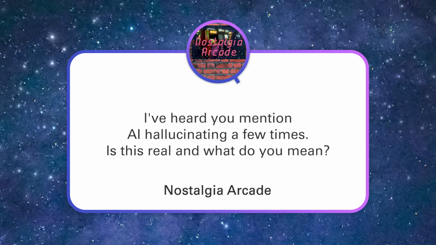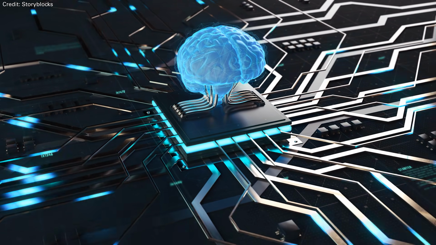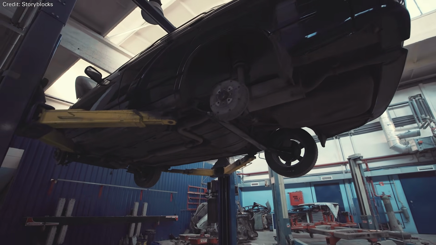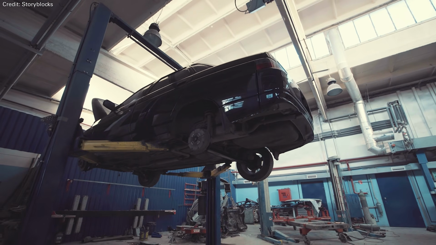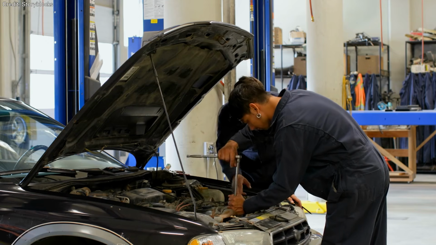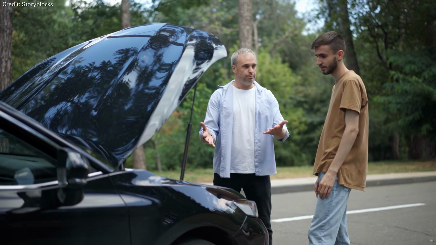Nostalgia Arcade: I've heard you mention AI hallucinating a few times. Is this real, and what do you mean? AI is a token prediction machine. So when you ask AI, like, what are 10 websites I can go to that will give me very specific information about modifying 1980s Nissans, it will give you 10 websites, and 7 of them will be real and 3 of them will not exist. If you type in that website, there will not be a website there because the AI just hallucinated it. It just made it up because it was very sure, very predictive.